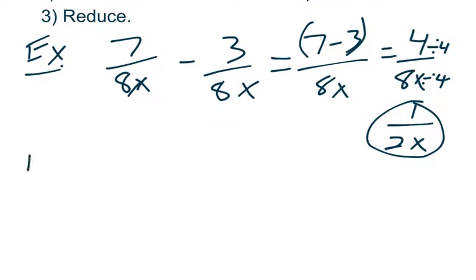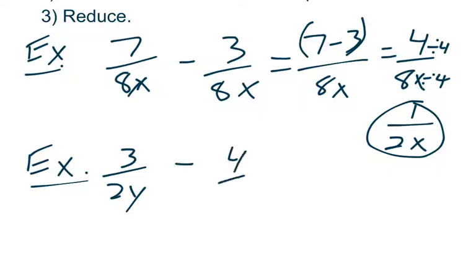Alright, now let's try one where the denominators are not the same, but we're still using letters. So for example, if we wanted to simplify 3 over 2y, subtract it from 4 over y, look at your denominator. It's not the same, but you have basically, this is like 1y. So 1 and 2, how do I get that to be the same? I just multiply this one by 2 and by 2, and I would get 8 over 2y.